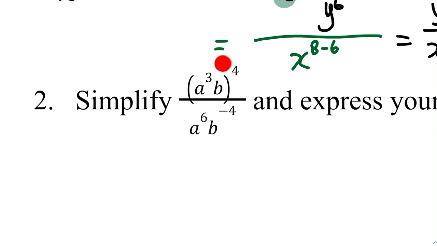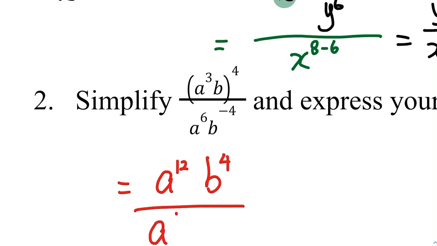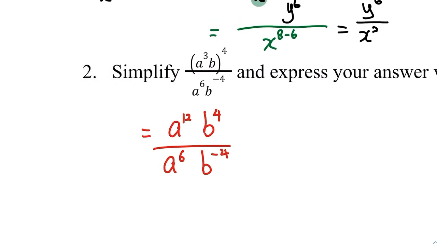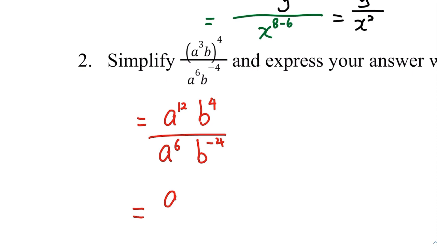Yes, if there is, then the powers go in first. 4 times 3, you get 12, and the B is 4. Bottom, nothing yet. And then is there any negative power? Yup, there is. So you switch their places. Write all the steps so that you don't get confused.